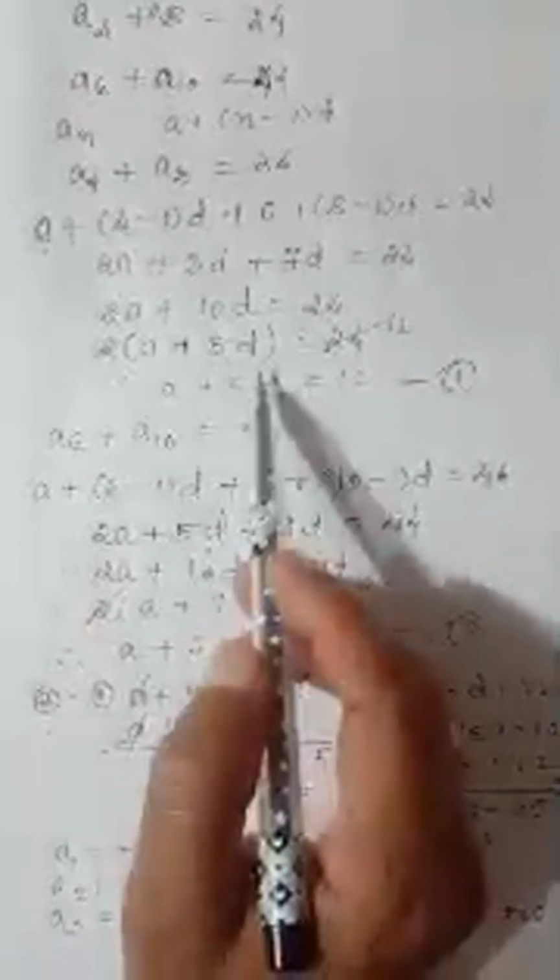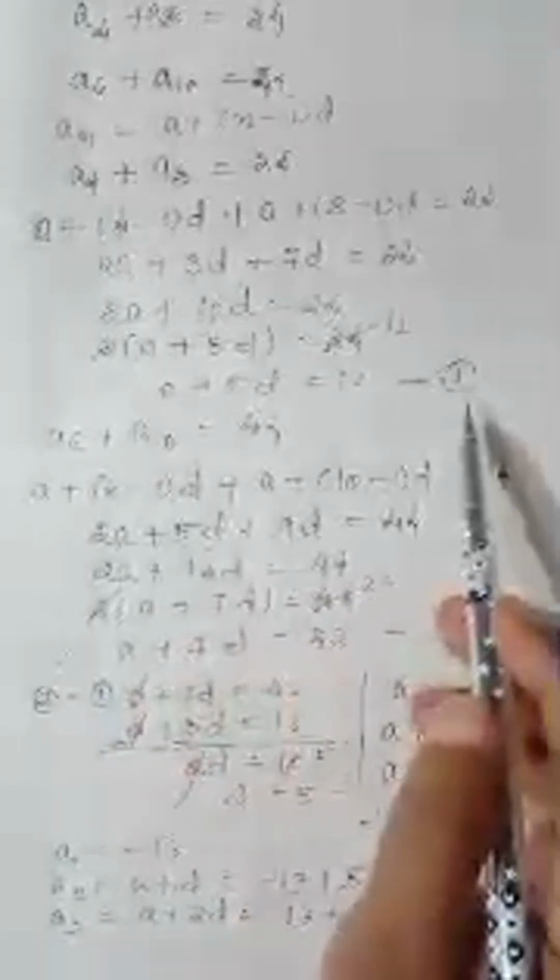Here 2 is factorized outside the bracket. From this 2 you may reduce 24 to 12. Therefore a plus 5d is equal to 12. Take this as equation 1.